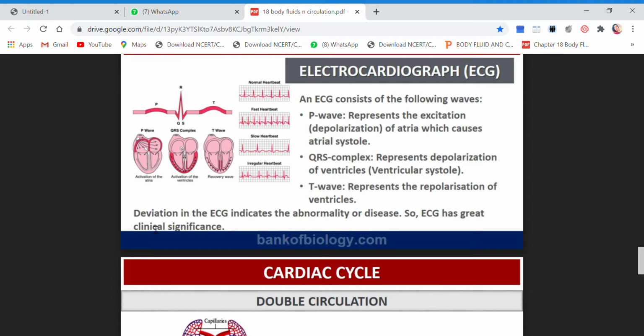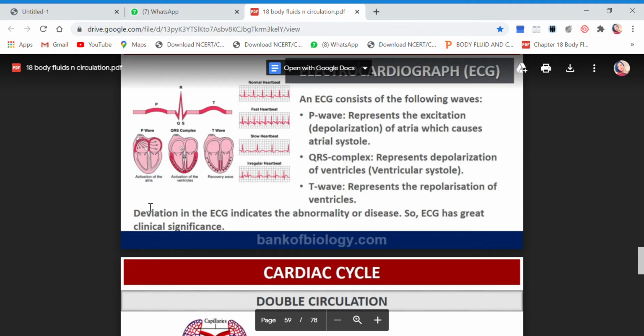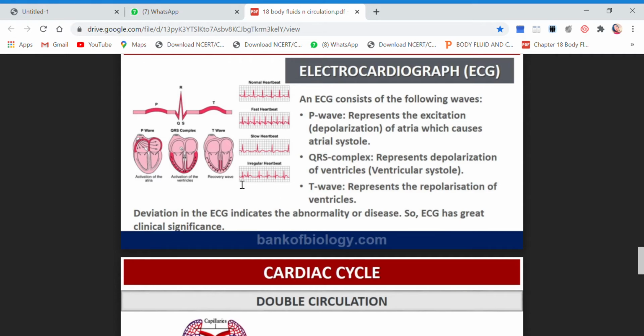So ECG is of great significance, because the doctor can read it out, and if the ECG is not in a normal state, then the doctor can say that some kind of problem is there with the heart. The patient is asked to go for further tests.